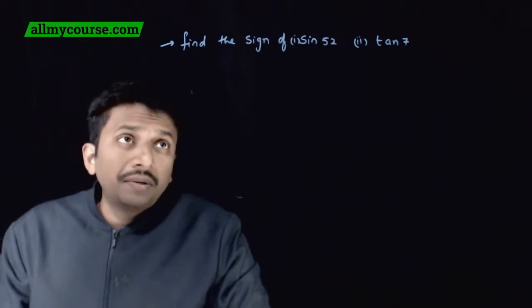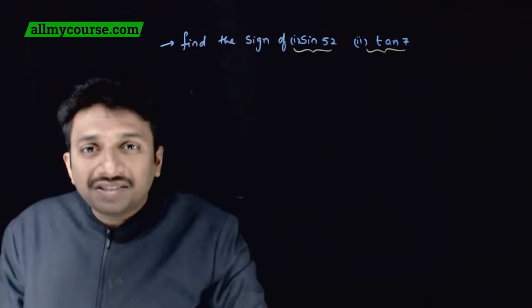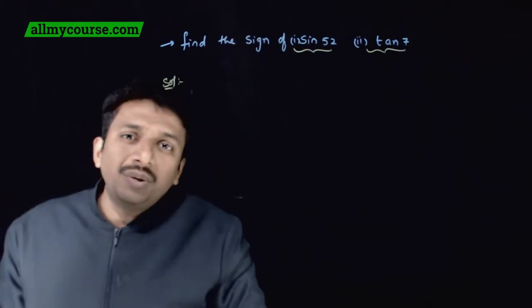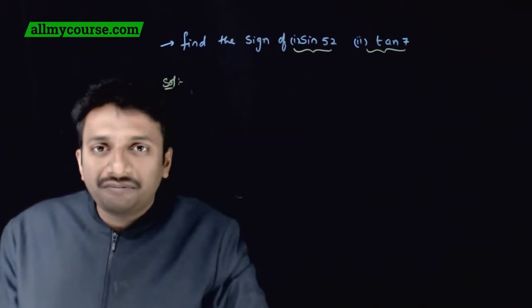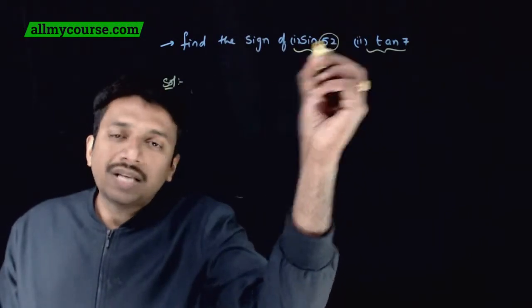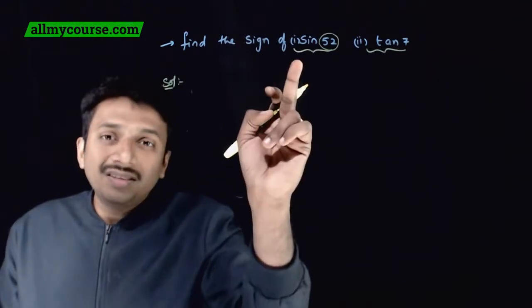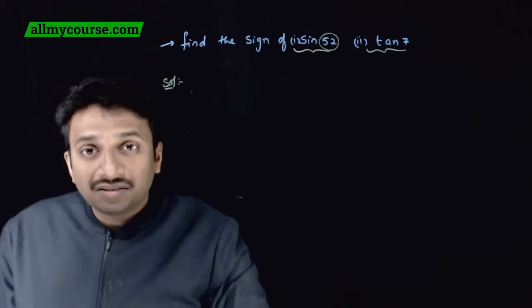So in this question, you're asked to find the sign of sin 52 and tan 7. Sign meaning you need to determine whether this number is positive or negative. If I don't write any units after 52, that means the units are in radians. I want the sign of sin 52 radians and tan 7 radians.